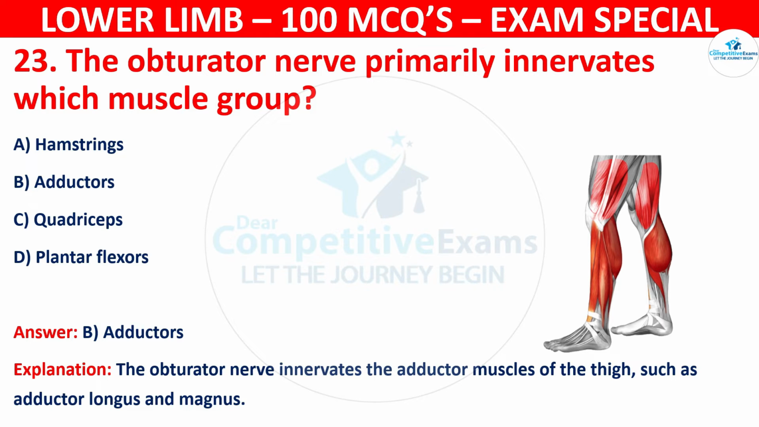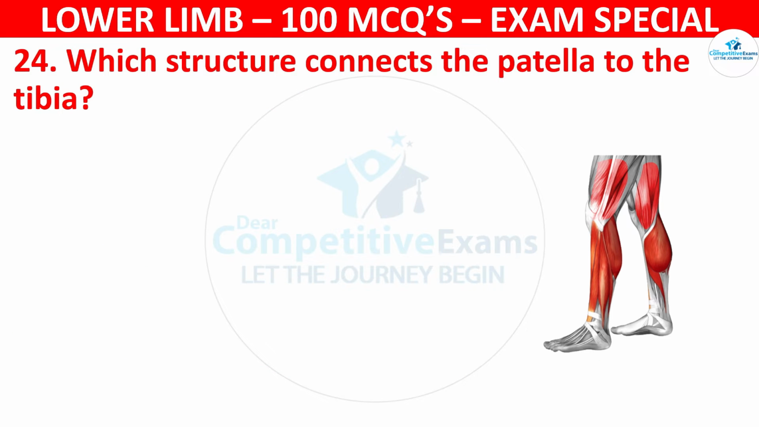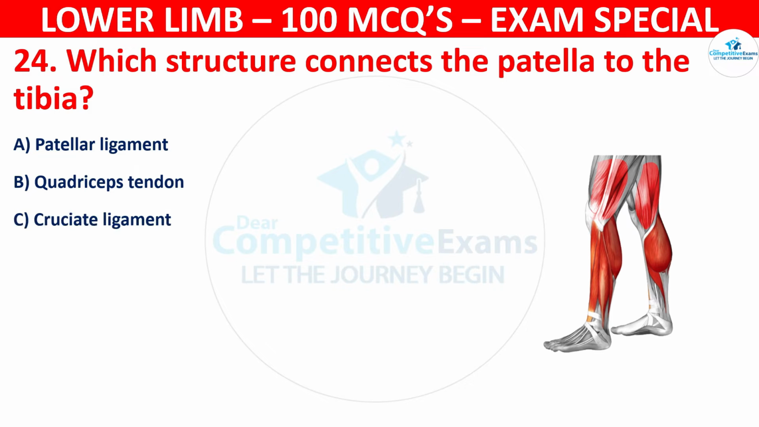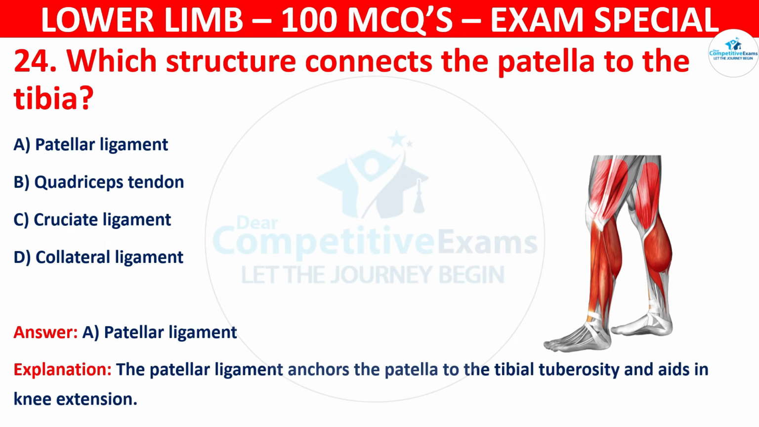Question number 24. Which structure connects the patella to the tibia? Your options are patellar ligament, quadriceps tendon, cruciate ligament, or collateral ligament. The correct answer is A, that is patellar ligament. The patellar ligament anchors the patella to the tibial tuberosity and aids in knee extension.